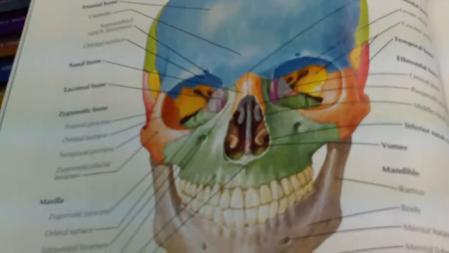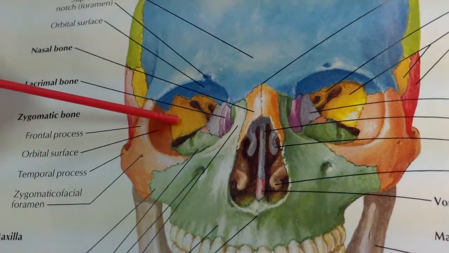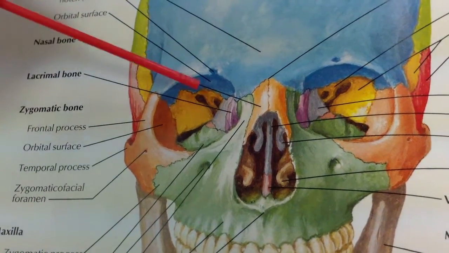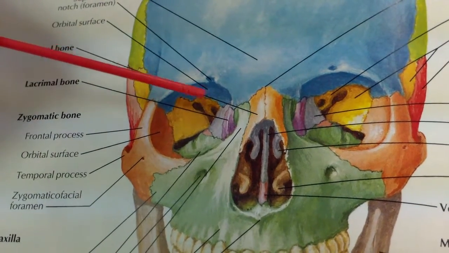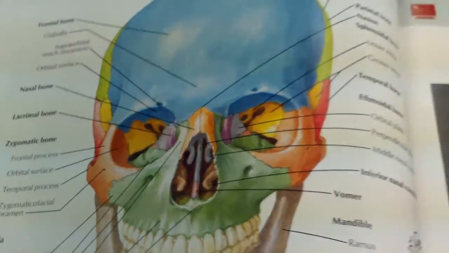Oh yeah, look at the book. Just to show you a little picture from the book, that gives you just a better idea. So let's look at this one. That would be greater wing right there. That would be lesser wing right there. And the dividing line between the two is the superior orbital fissure. Okay?